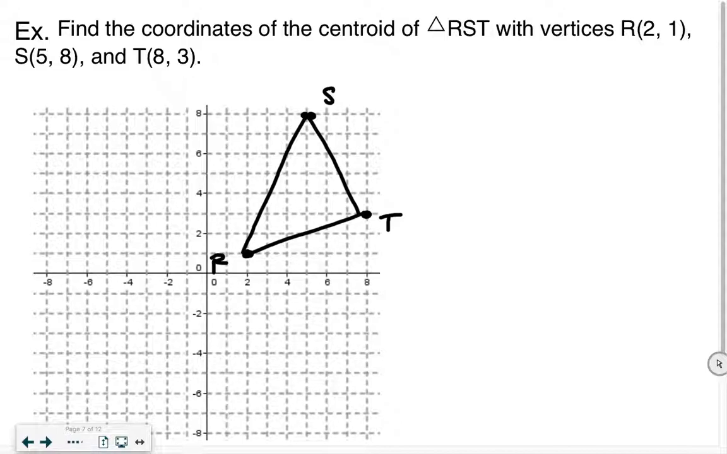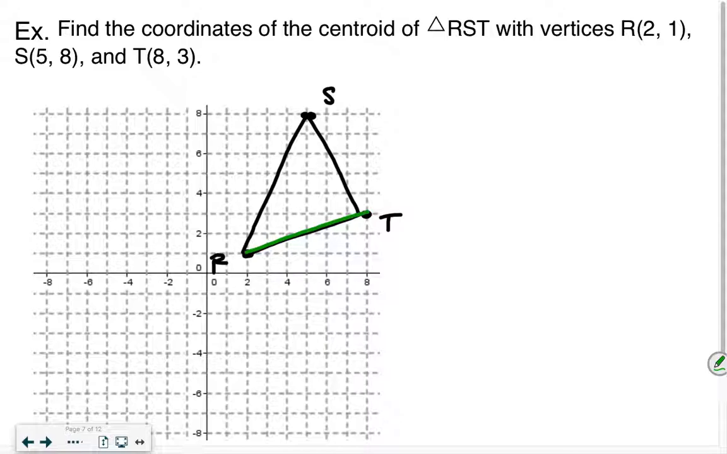So I'm going to give the power to Aaliyah. Can you pick a segment up there, RS, ST, or RT? RT. Okay, we're going to find the midpoint of RT and then connect it to S. That's what we're going to do here. Find the midpoint of RT and connect it to S.